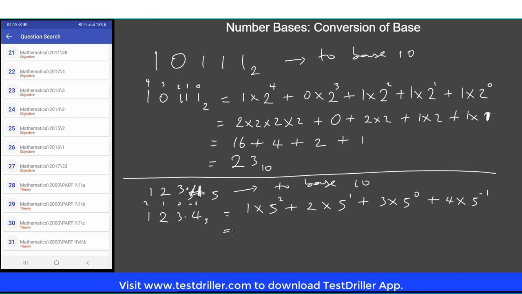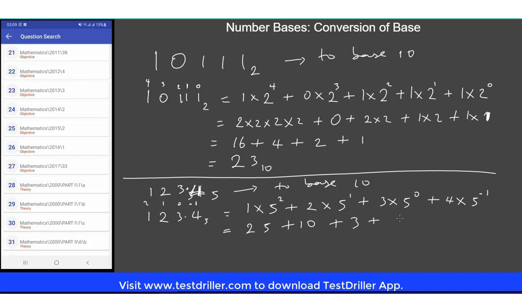We simplify, we just evaluate this. So that's 1 times 5 times 5. 5 times 5 will give you 25. Then plus 2 times 5. 5 raised to the power 1 is 5. Then times 2, that gives you 10. Then plus 5 raised to the power of 0 is 1. 1 times 3, that gives you 3.